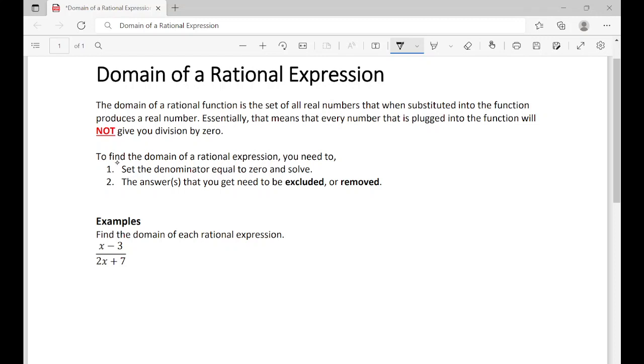So how do we find the domain of a rational expression? First, you need to set the denominator equal to zero and solve. Whatever's in the top, whatever's in the numerator, ignore it and throw it away. You don't care about that. You're just focusing on the denominator. Once you have your answer or answers, you need to remove them from the domain.